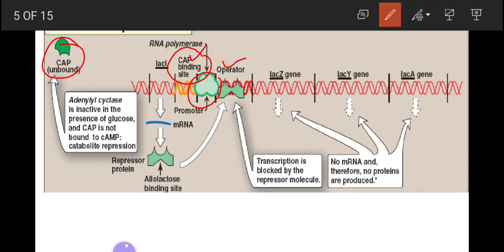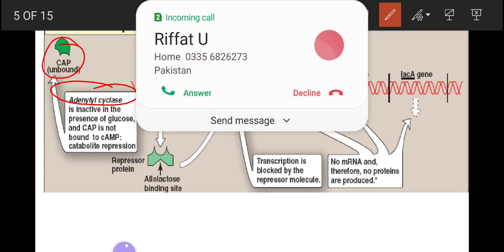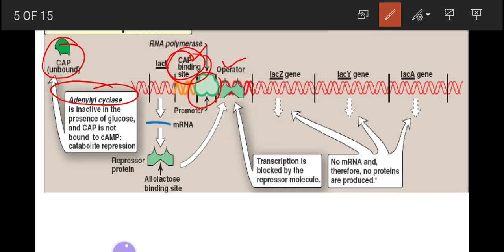So when glucose is present and lactose is absent, there is no need to transcribe the LAC-Z, LAC-Y and LAC-A genes. In the presence of glucose, adenyl cyclase is inactive, and CAP is not bound to cyclic AMP. So as this site will be empty, the RNA polymerase will not be able to start the transcription efficiently.